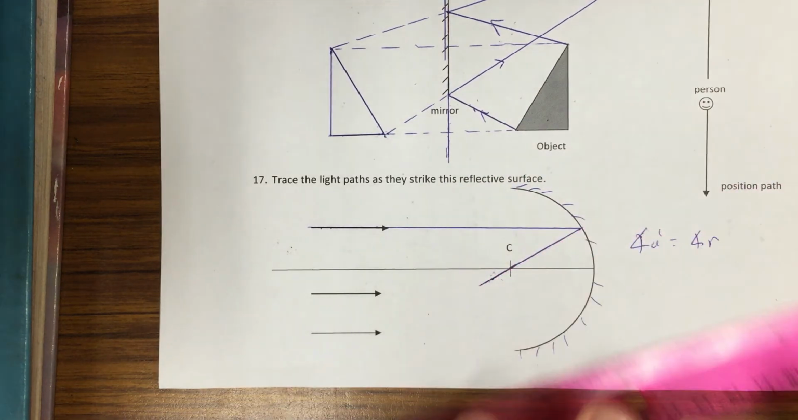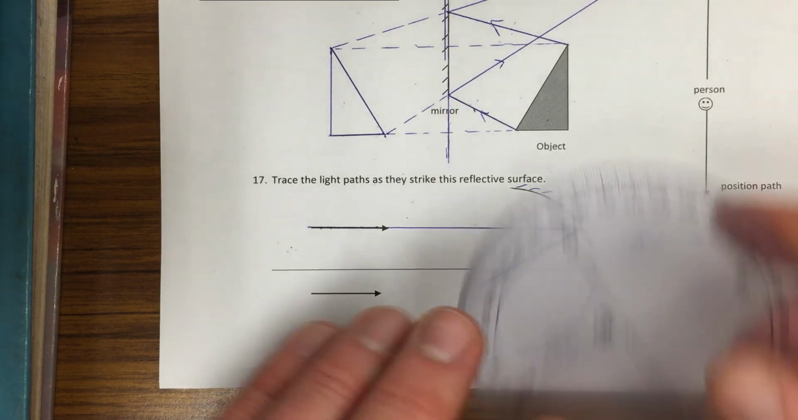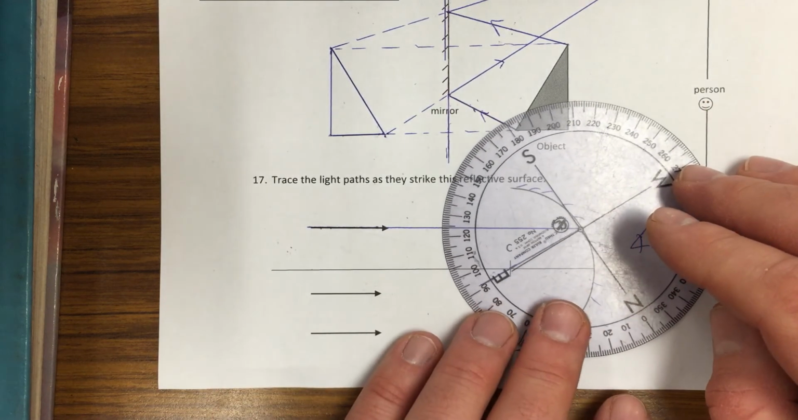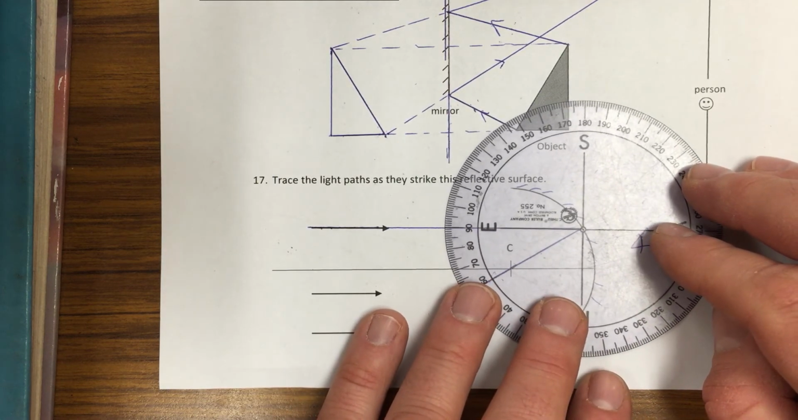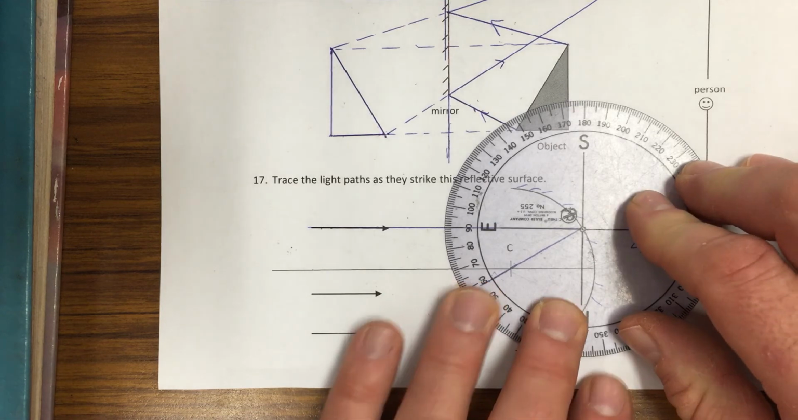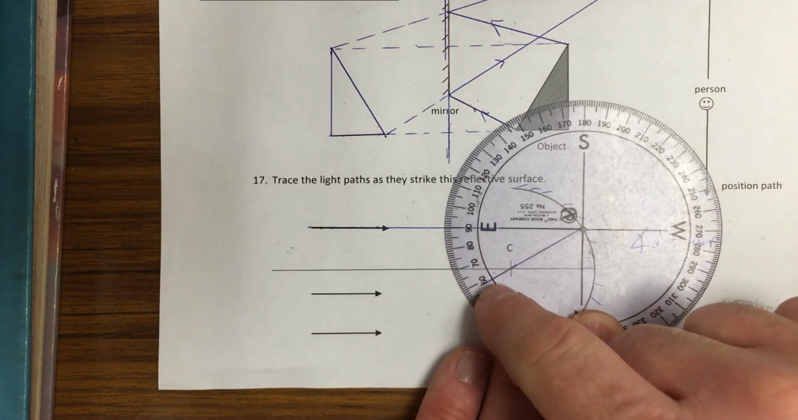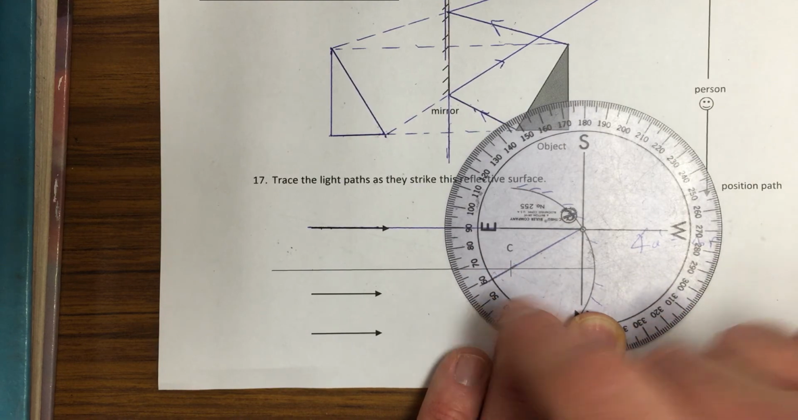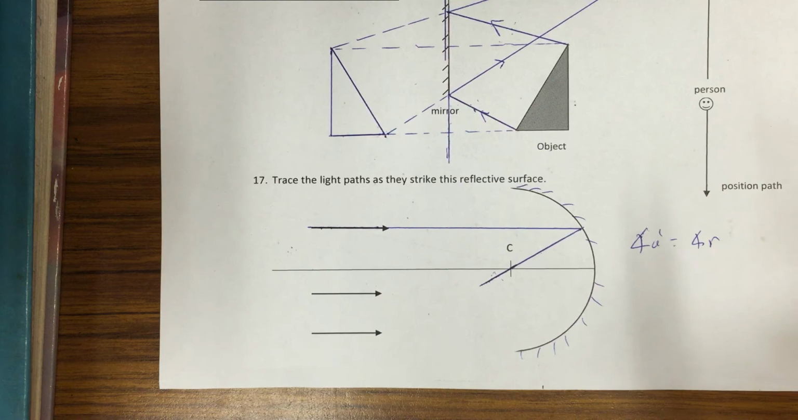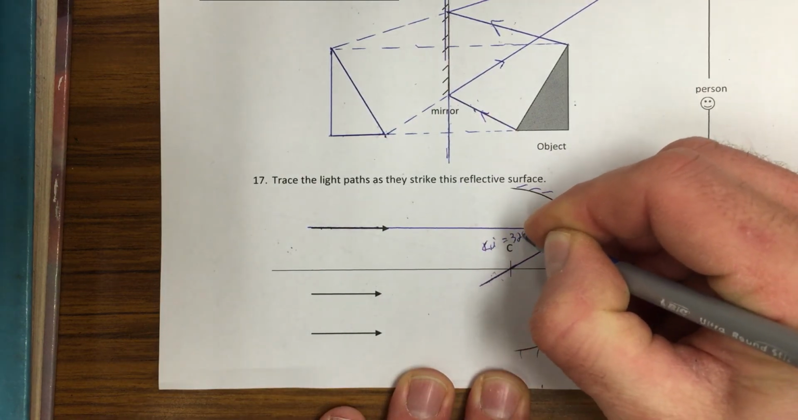Now I need to follow the law of reflection, so I'm going to put my protractor at the point where those two meet up. So here we go. I put my protractor on that point where it strikes the mirror, and I recognize that I'm measuring from there to there, so that's 10, 20, 30, I have 32 degrees. So I have 32 degrees here, and that is my angle of incidence.